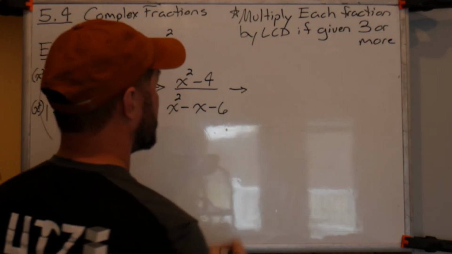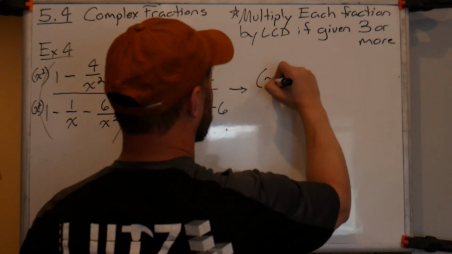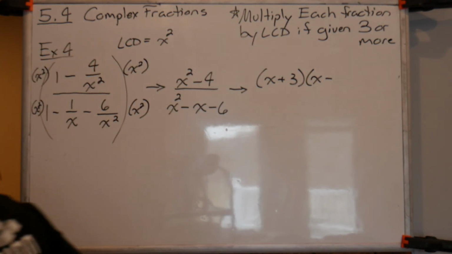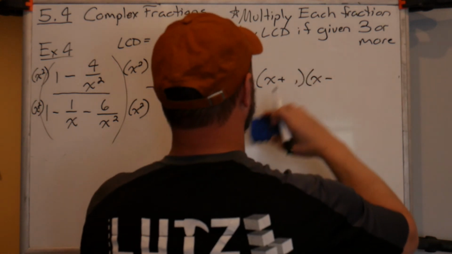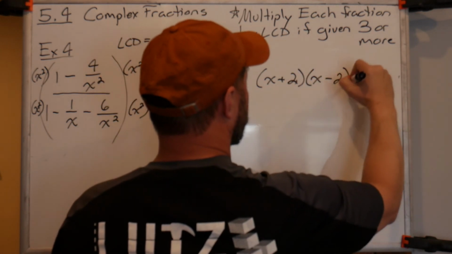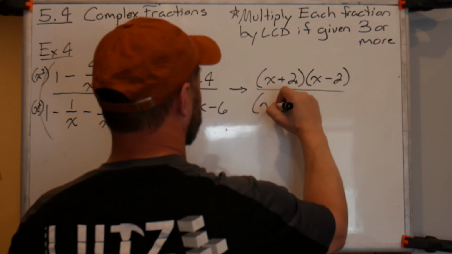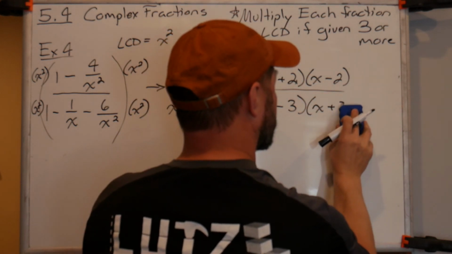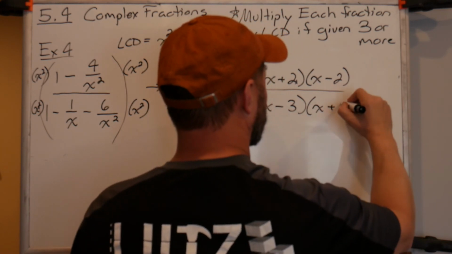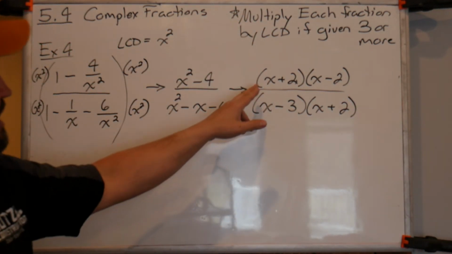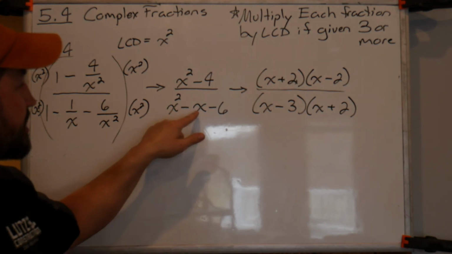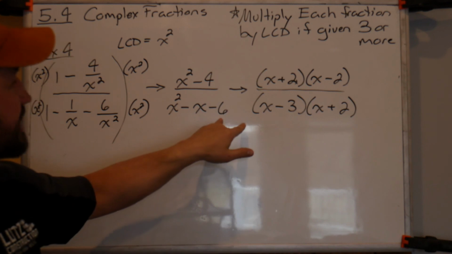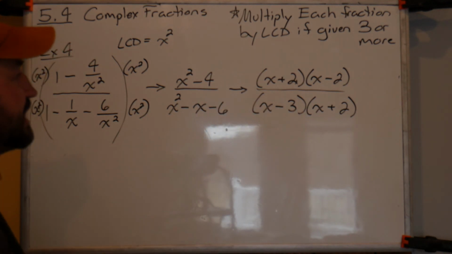Now, again, I have to factor. I have a perfect square minus a perfect square, which gives me the plus or minus. And then down here, okay, so I have x plus 2, x minus 2. Here, x squared minus x minus 6. I have my x minus 3, x plus 2. That gives me a negative 6 and a negative 1 in between.